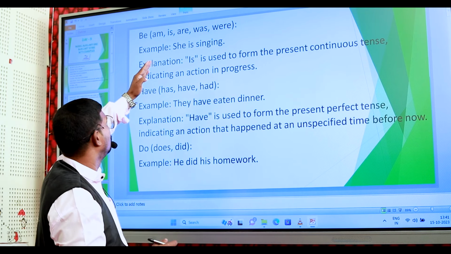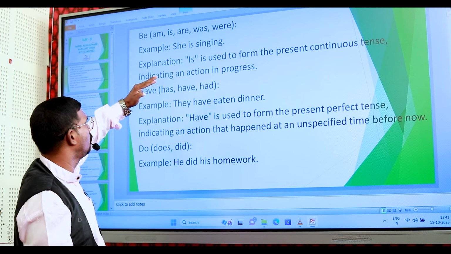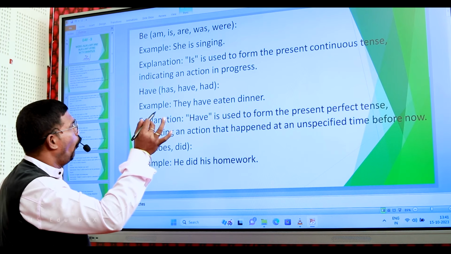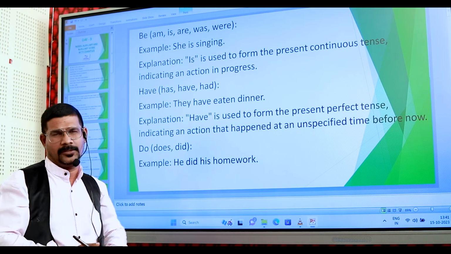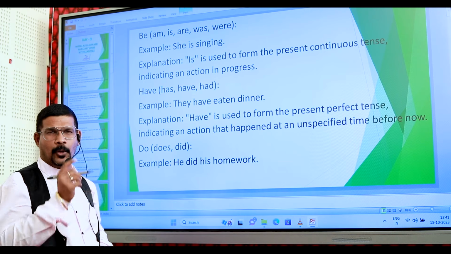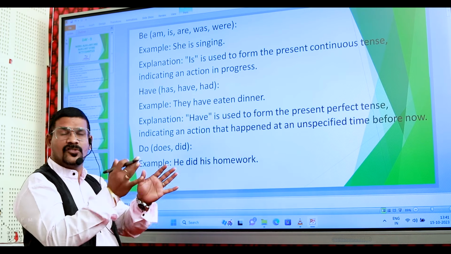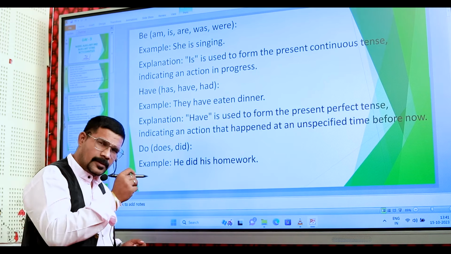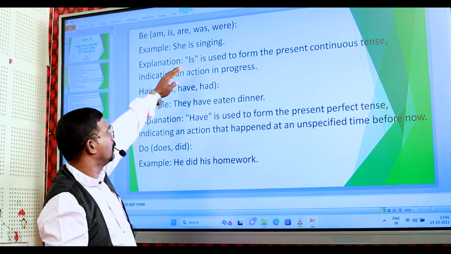Be verbs: am, is, are, was, were. Example: she is singing. Explanation: it is used to form the present continuous tense, indicating an action in progress. In a future video, I'm going to train you about the tenses, their usage and structure. Now it's easy to identify, because supporting verb plus main verb plus ing. So it's a continuous formation.